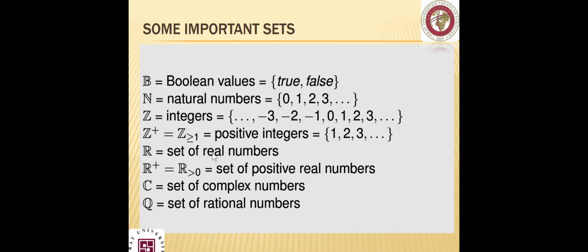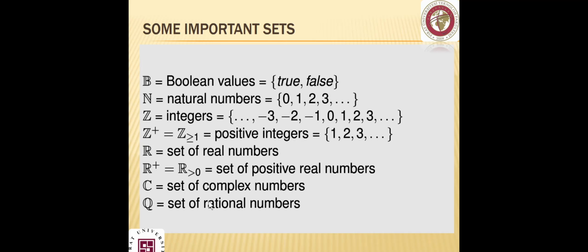We have also the set of real numbers, which are any number with a decimal point. Any number with a decimal point, so we don't have to define anything. The positive real numbers, that means any number with a decimal point greater than 0. 0 is not included in this case, same like positive integers, but here we have the decimal points. We have the set of complex numbers, less likely to be used in our course.